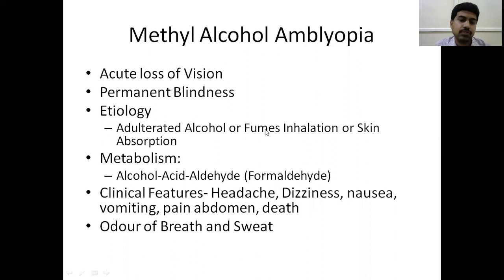So what happens here actually is, methyl alcohol, when it is consumed, is converted into acid, methanoic acid, with the help of the enzyme alcohol dehydrogenase. Any alcohol is metabolized in the body. If you go to your basic biochemistry, any alcohol you take is metabolized by an enzyme called alcohol dehydrogenase into the respective acid, here methanoic acid. And this is further converted into its aldehyde form by an enzyme, aldehyde dehydrogenase. So basically there are two enzymes.